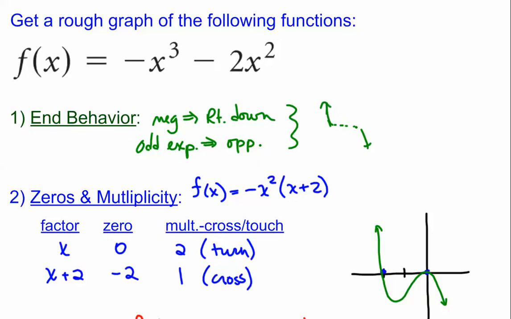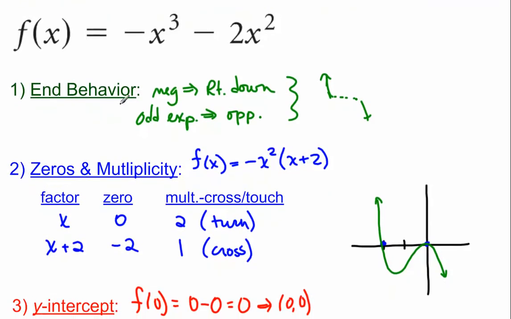Now, in order to get my zeros and multiplicity, we actually have to factor this. The only thing I can really do is factor out something common, so I'm going to factor out the negative x squared. That's going to leave me with an x plus 2, because negative divided by negative makes that a positive 2. So my factors are x squared and x plus 2. My zeros are 0 and negative 2, and I have a multiplicity of 2 on the first one because that's the exponent on my x, and a multiplicity of 1 on the other one because there's nothing written, so we always know that's a 1.